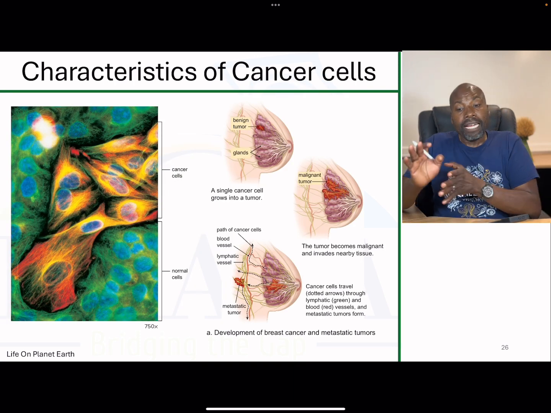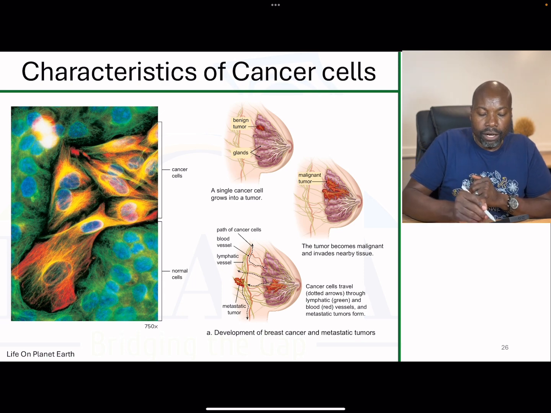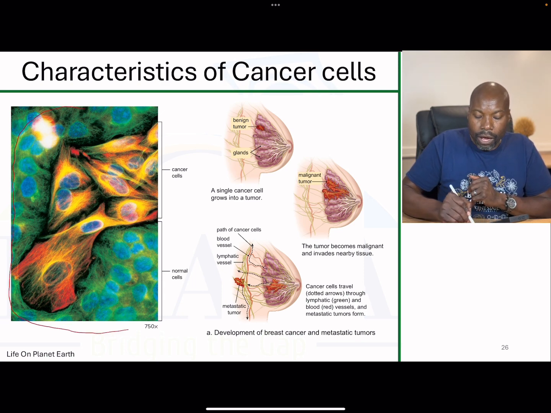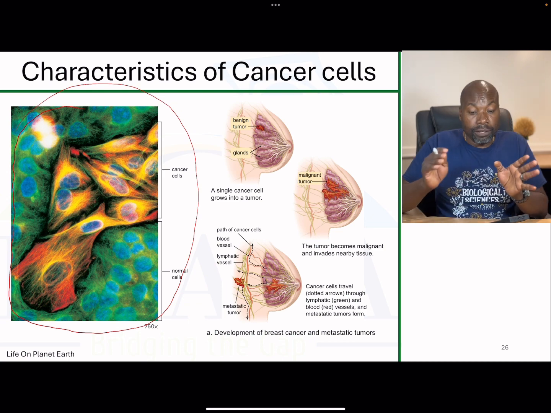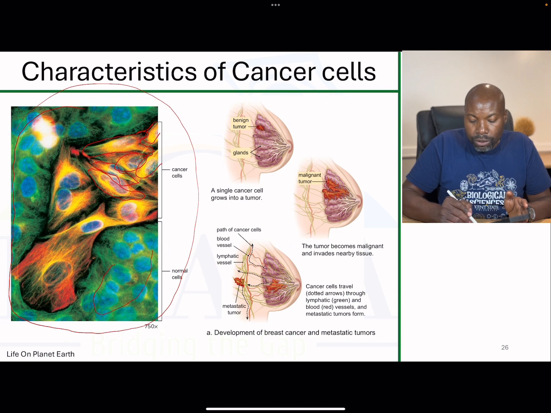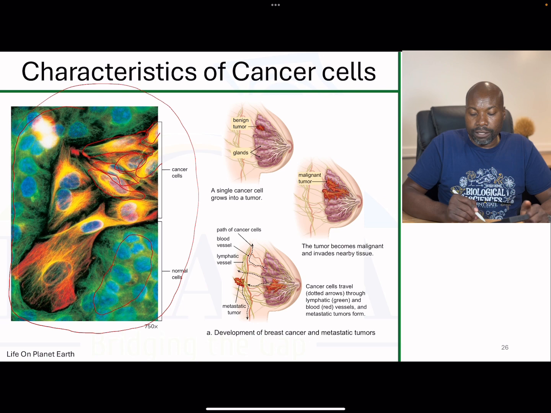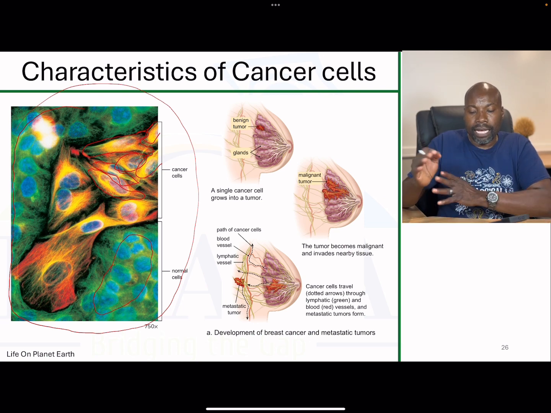So now, finally, but not least, let's take a look at breast cancer. Here we have a micrograph of cells in which the cancer cells are represented in orange and yellow, while in green and blue, the blue being the nucleus, you have normal breast cells.